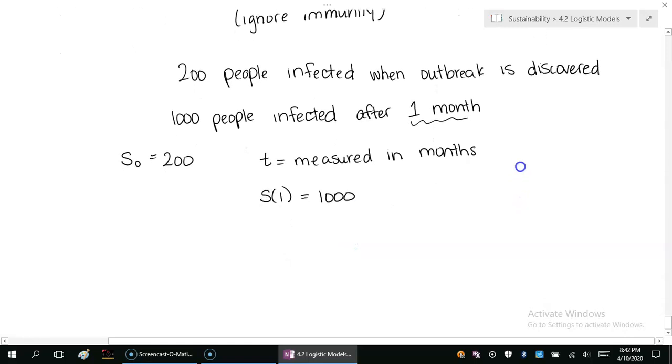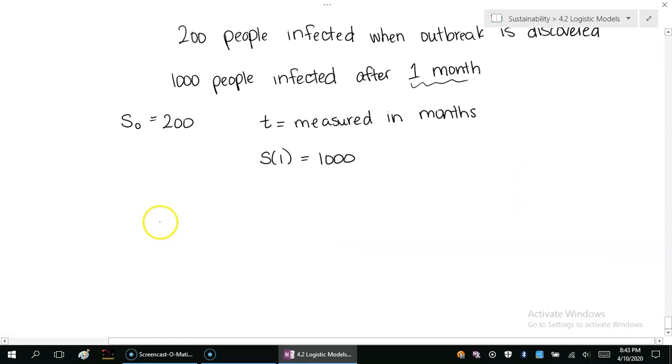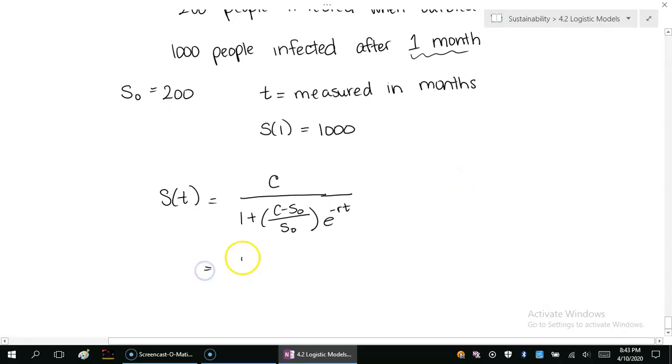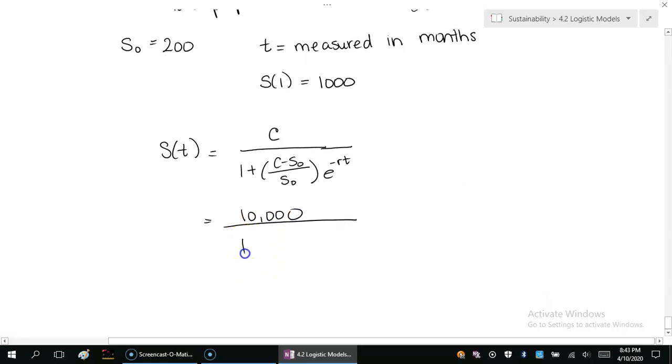Okay, so let's set up our model. Remember, the general formula for a model is that S of t is the carrying capacity divided by 1 plus c minus s sub 0 divided by s sub 0 times e to the negative rt. And let's plug in what we know. The carrying capacity is going to be 10,000. We know the carrying capacity and the initial value, so let me do some scratch work over here to figure out what this number is going to be.